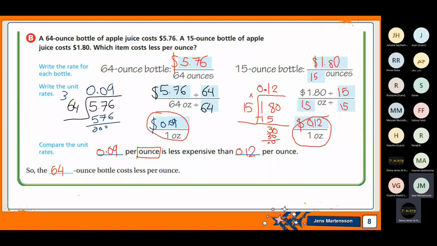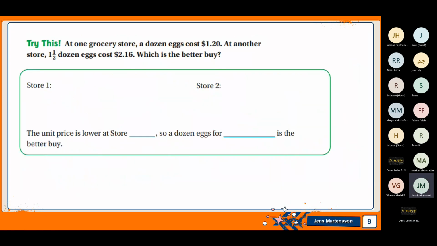Wait, teacher, I just want to complete the last bit. Now, yes, teacher, I finished. At one grocery store, a dozen eggs cost $1.20. At another store, 1.5 dozen eggs cost $2.16. Which is the better buy?